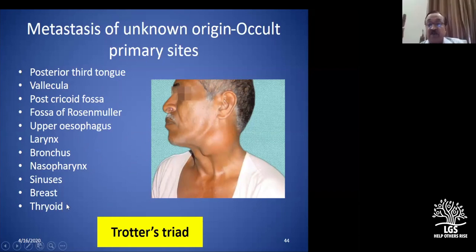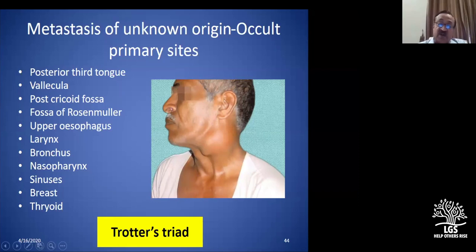Yesterday I mentioned to you, thyroid is also one of the occult primary sites with neck nodes of levels 3 and 4 and 5 and 6 also. So here it is 3, 4, 5. And the nodes can be soft, can be firm, or can be hard also.